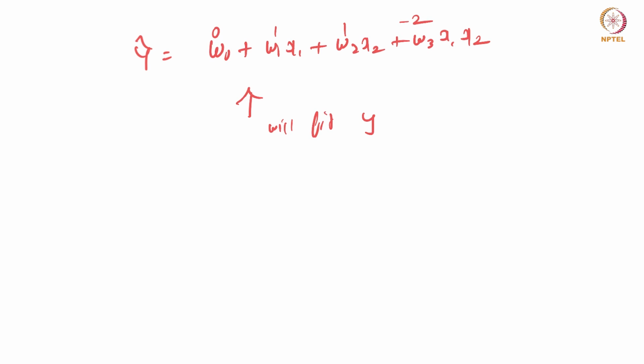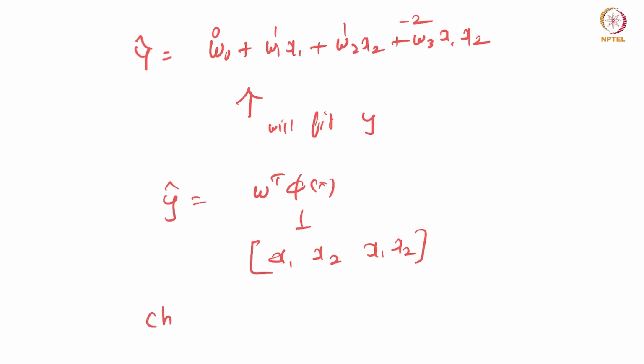So in this case we have y hat is W transpose phi of x, where phi of x just turns out to be the collection x1, x2 and x1 x2. Now once again we go back to the image example where we have chest x-rays.